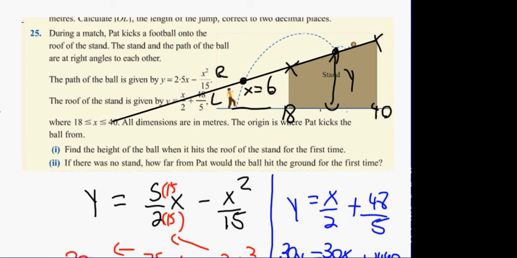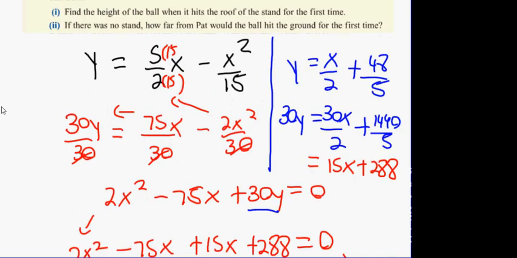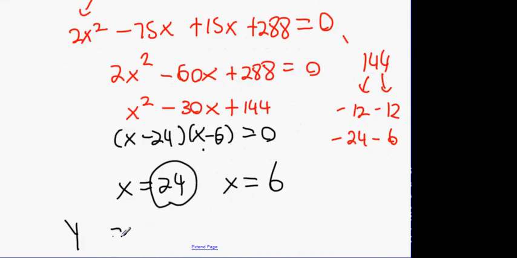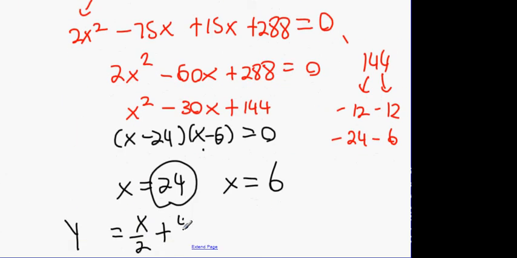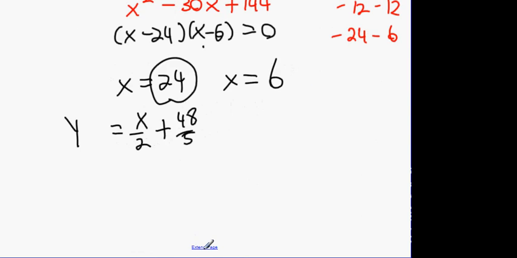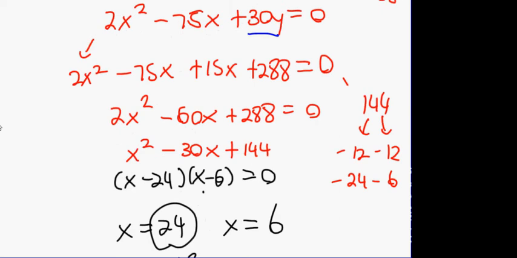Okay? So the y value is going to be, what did we say y is earlier? y is x over 2 plus 48 over 5. So y equals 12 plus 48 over 5. And what's that? 21.6. It hits the roof 21.6 meters up, or 21.6 units up.